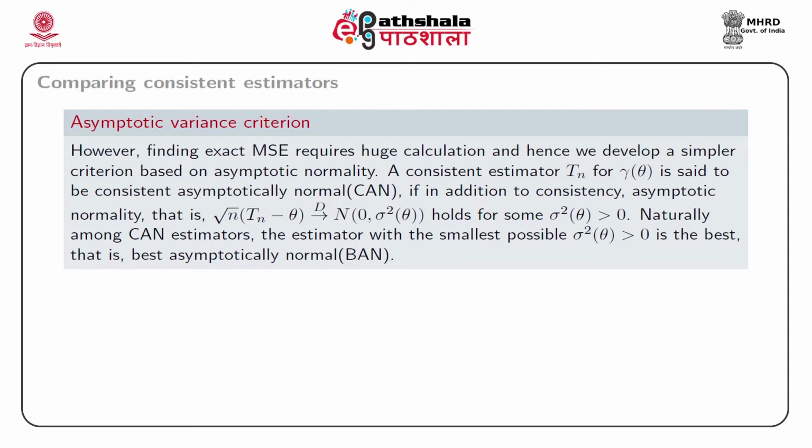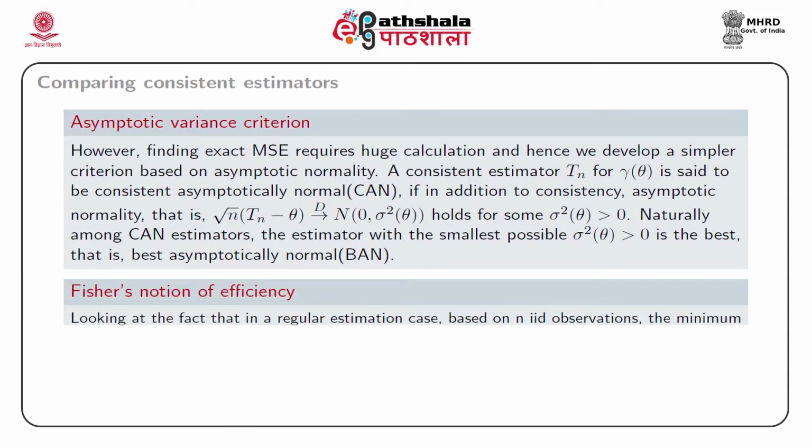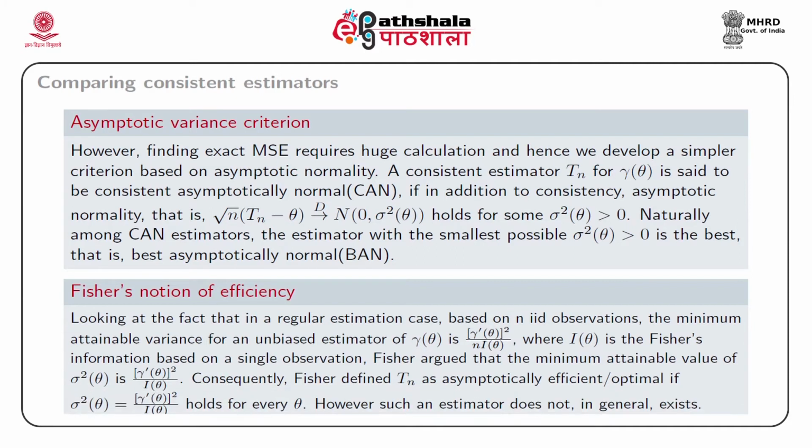So next we consider Fisher's notion of efficiency. Looking at the fact that in a regular estimation case based on NIID observations, the minimum attainable variance for an unbiased estimator of gamma theta is gamma dash theta whole square divided by n times I theta, where I theta is the Fisher information based on a single observation. Fisher argued that the minimum attainable value of sigma square theta should be this gamma dash theta whole square divided by I theta. Consequently, Fisher defined Tn as asymptotically efficient or asymptotically optimal if this equality holds for every theta.